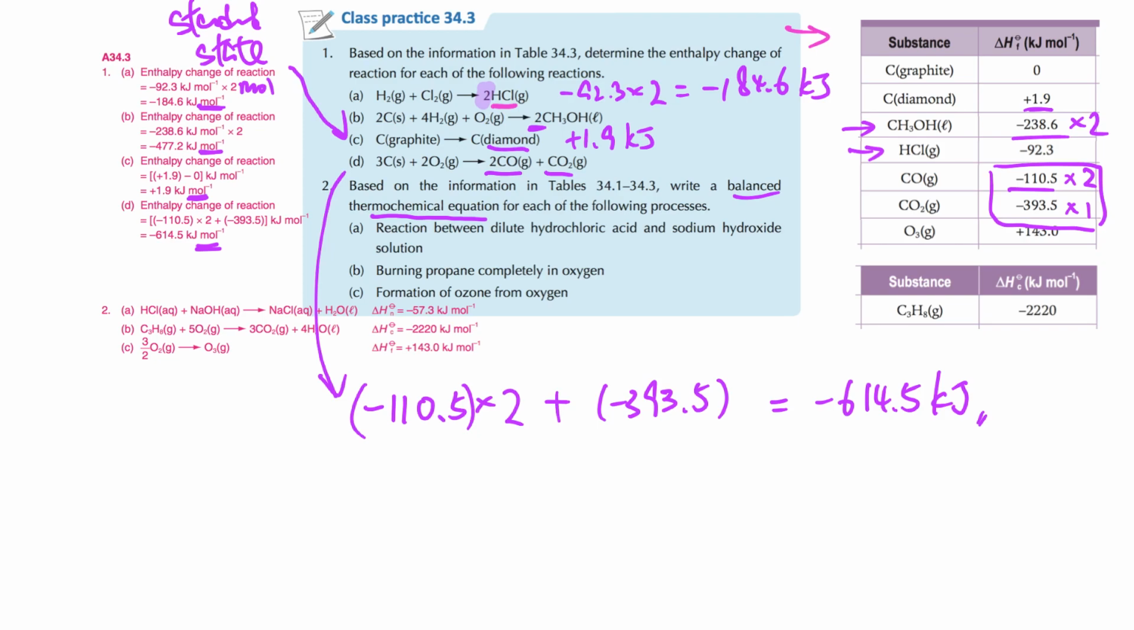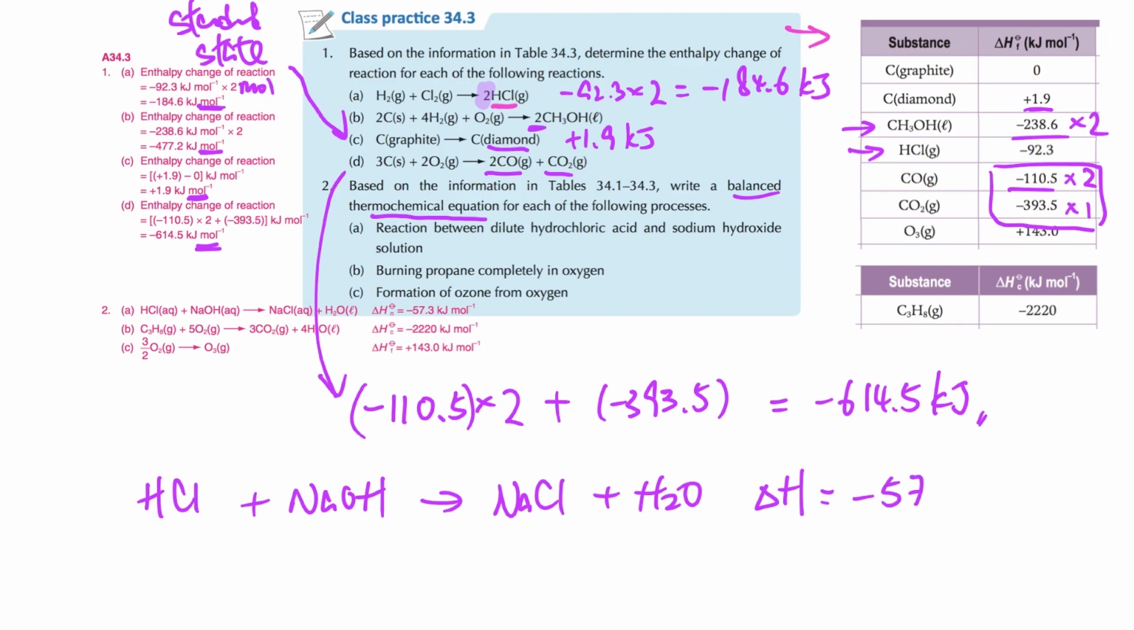So the first one is HCl and NaOH. This reaction is a neutralization, so you have to check the standard enthalpy change of neutralization. But we all know that this is a strong acid and strong alkaline, so you should be able to memorize 57.3 kilojoule per mole. This is per mole of water, so therefore it will be per mole.